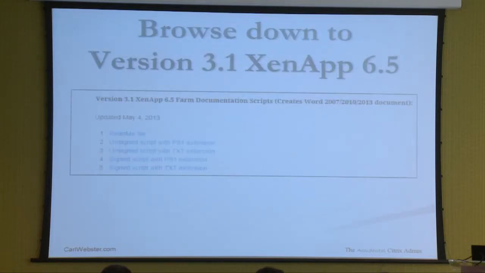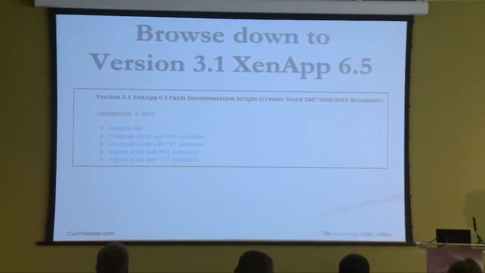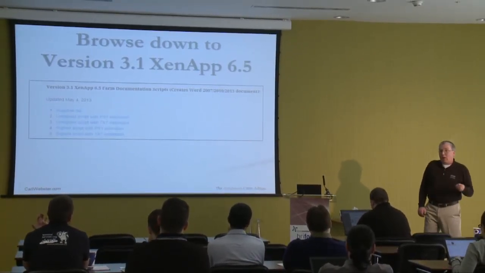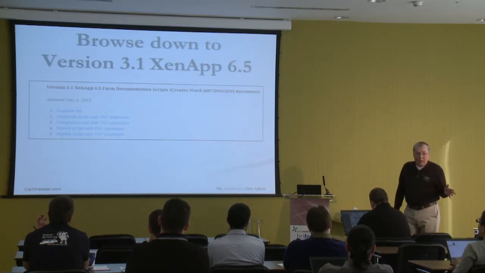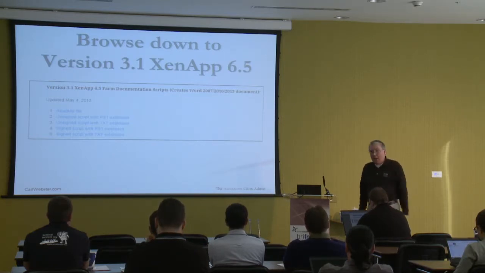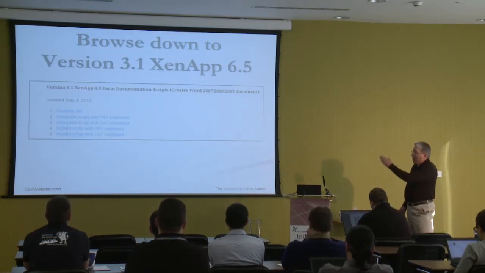So you go here, and then you'll browse down, since we're doing the ZNF 6.5 one, to where it says version 3.1, ZNF 6.5. Then you'll see I've got signed and unsigned scripts in both TXT and PS1 extension. There are many places that do not allow scripts that you get off the internet to run unless they're signed. Now, DigiCert was very nice to the CTPs. They give us free certificates, even a code signing certificate. All I had to do was email them and say, hey, I want to start signing my PowerShell scripts. Normally it's a lengthy process to get a code signing certificate. I had mine in like 10 minutes.